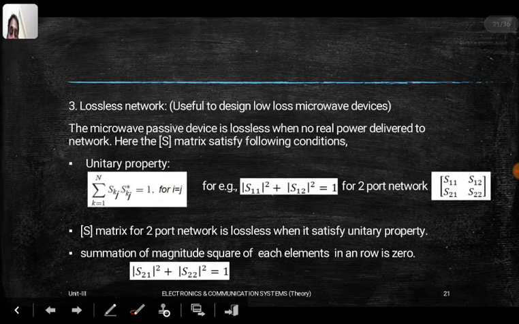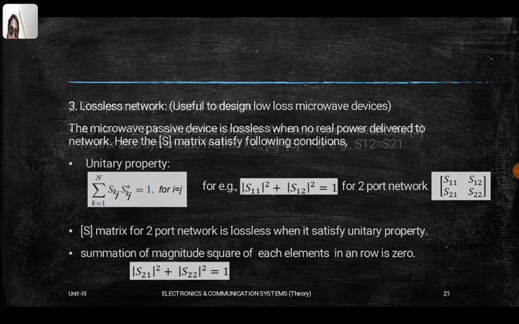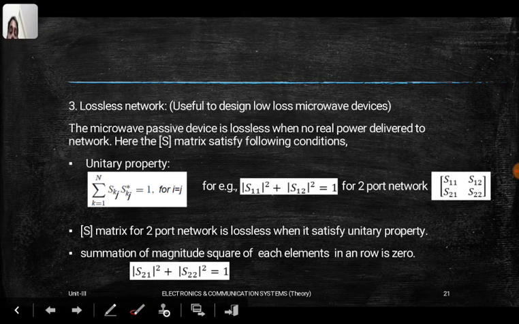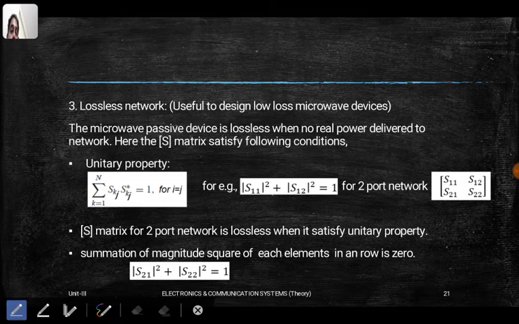Okay, the third one is one of the important properties, lossless. From this matrix, how can I say whether a device is lossy or lossless? What we have to do is find out whether it satisfies the unitary property. As I mentioned earlier, in a lossless network, there is no real power delivered to the network. A network that doesn't consume any power, only passes the power. It cannot consume or attenuate power. So this is called lossless.